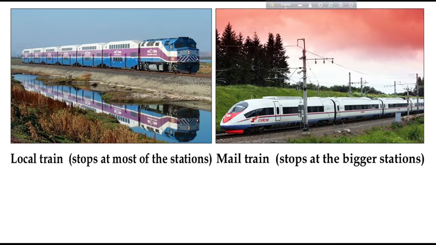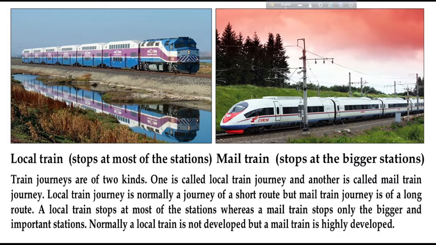Dear learners, you can differentiate the two pictures, local train and mail train. Train journeys are of two kinds. One is called local train journey and another is called mail train journey. Local train journey is normally a journey of a short route, but mail train journey is of a long route.